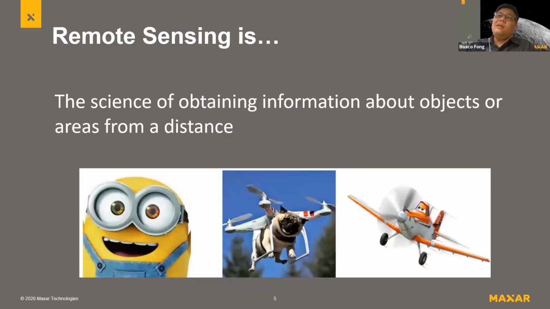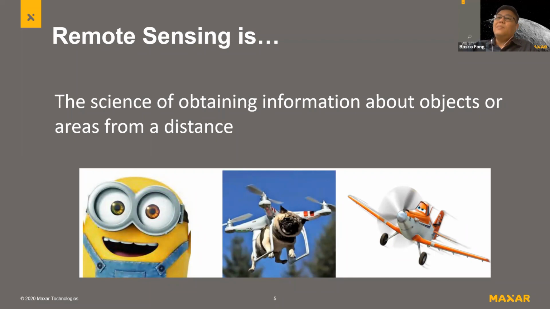So let us start with what is remote sensing. If you are reading this sentence, actually you are doing remote sensing. In fact, any information acquired from an object without touching it is remote sensing. But in the scientific definition, remote sensing is the science of acquiring information about an object or area from a distance using an instrument.